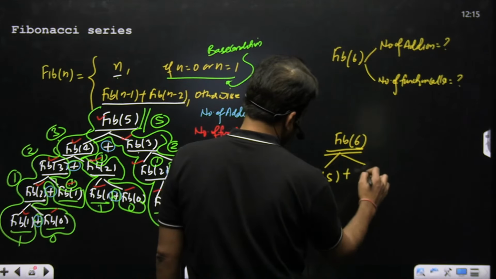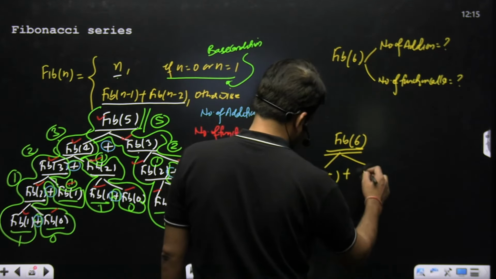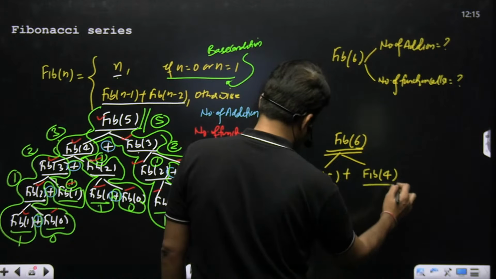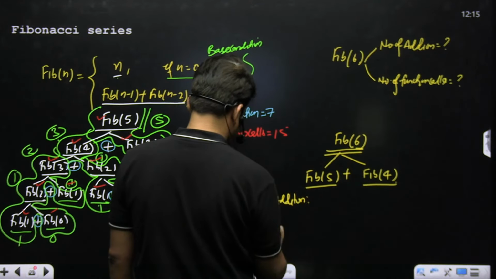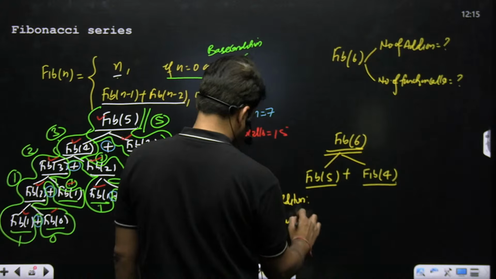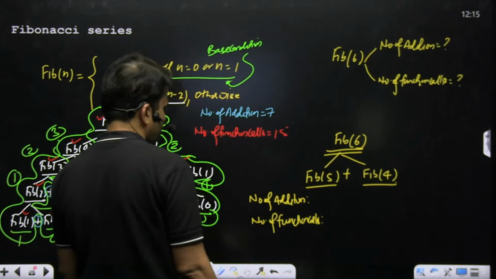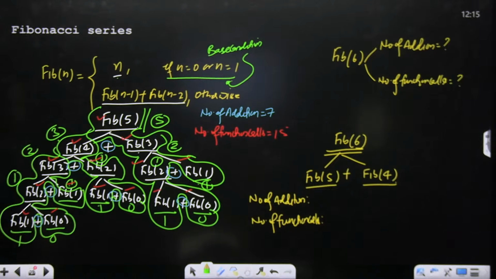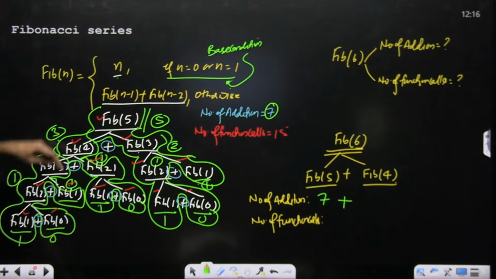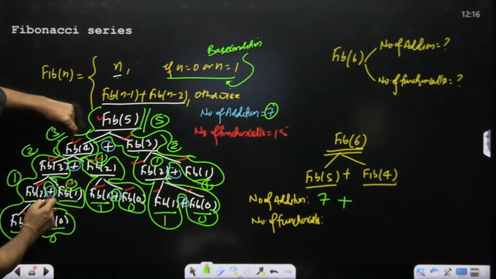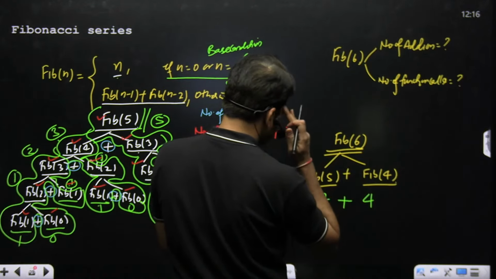Fibonacci 5 plus... So look here, student. Number of additions बच्चे, in Fibonacci 5 में how many additions बच्चे? Number of additions is 7. In Fibonacci 4 में how many additions बच्चे? This is Fibonacci 4. How many additions, sir? 1, 2, 3 and 4. Fibonacci 4 में कितने additions हो रहे थे बच्चे? 4. So total additions in Fibonacci 6 कितने होंगे, sir?